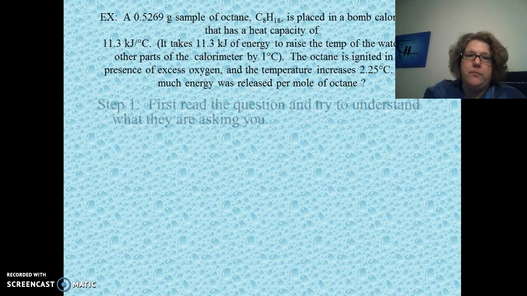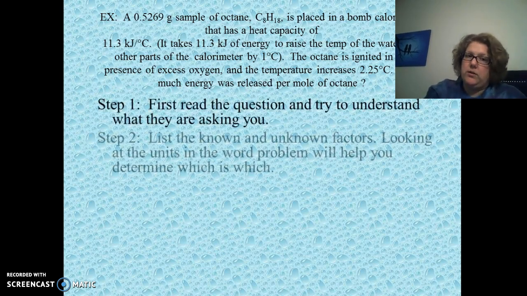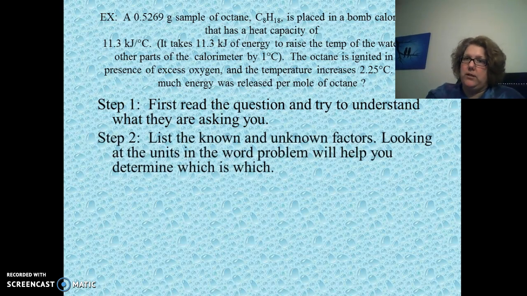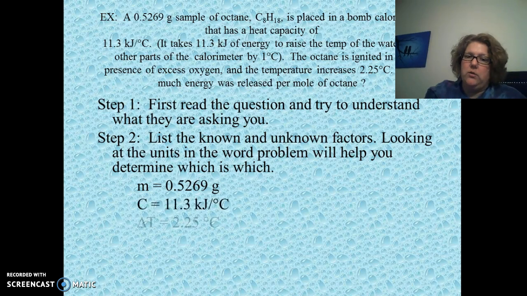Can't forget that part. So just try to understand what the question's asking you. You're burning something, it's releasing heat, and it's going to heat up the water and the machine by 2.25 degrees. So list out what you know. You know the mass of your octane, you know the heat capacity of the machine, and you know the delta T of the machine. Well, right here, even without a formula, you can see this is in kilojoules per Celsius. So if I multiply by Celsius, Celsius will cancel, and I'll have the kilojoules that were released.